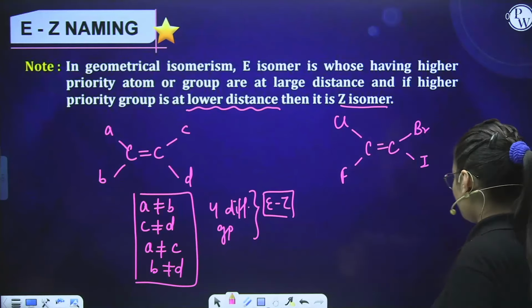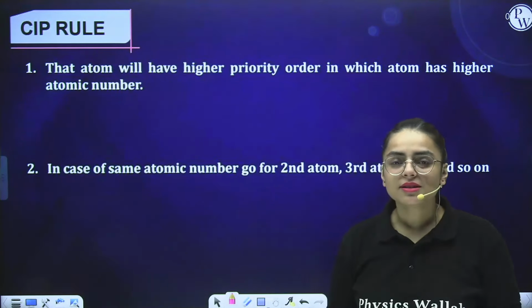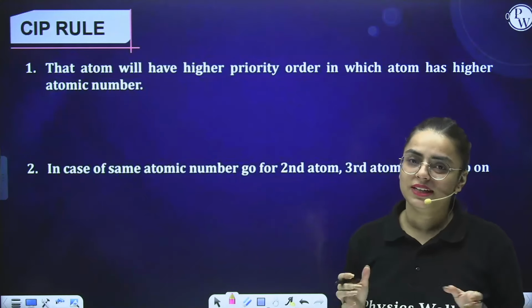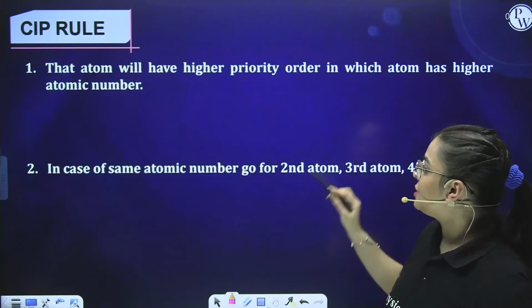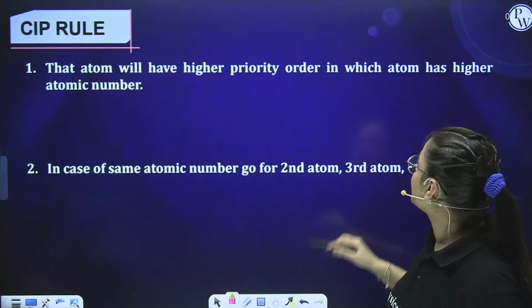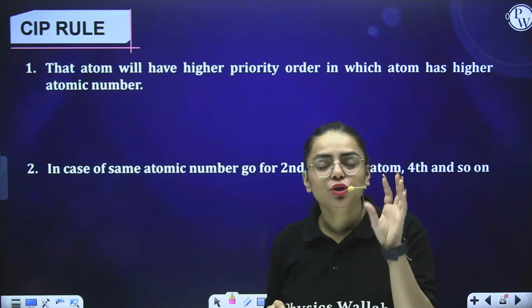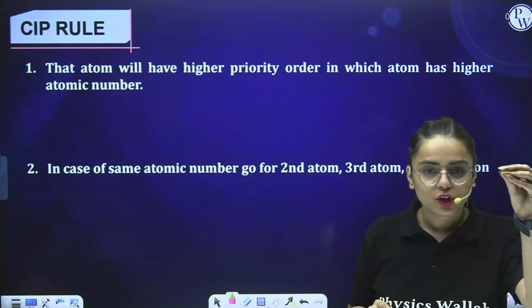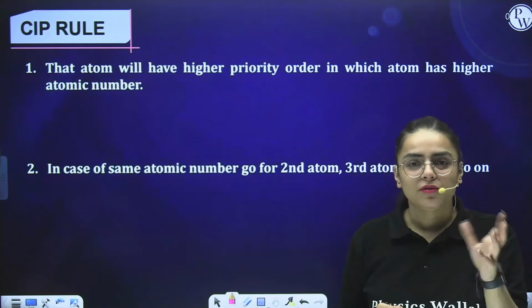Now let us see the CIP rule. What does the CIP rule tell us? It tells us how to do the nomenclature of E and Z, which is E and which is Z. The first rule says that the atom with the higher atomic number has the higher priority. So according to the atomic number, you will give the number. The atom which has the higher atomic number will be given priority 1. The atom which has the lower atomic number will be given priority 2.